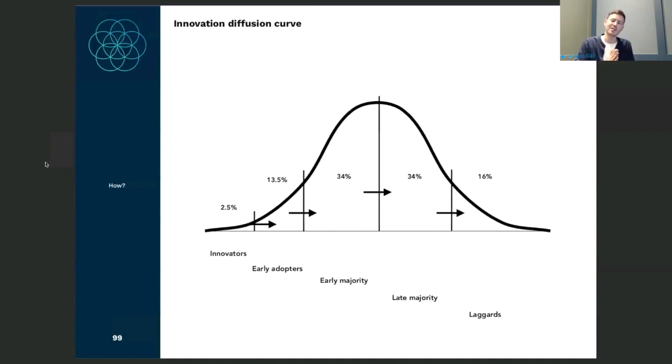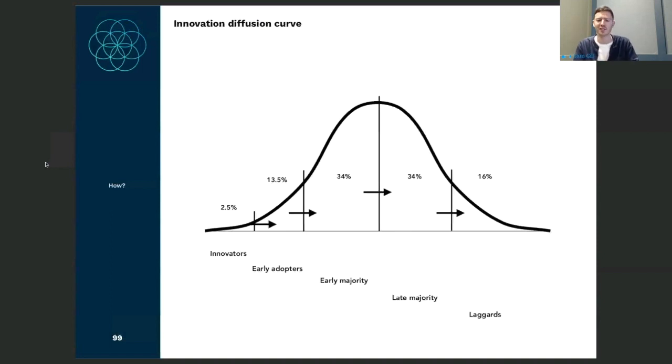Now, if you look at something like the Extinction Rebellion movement, their key concept is that they need 3.5% of the population, which isn't too far off this 2.5% of innovators. Some data suggests that that's the number of people you need to rebel against a regime in order to overthrow it. So I think it's interesting that it follows this same path.